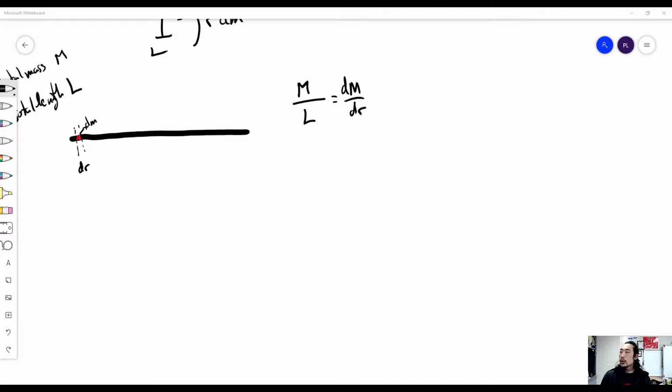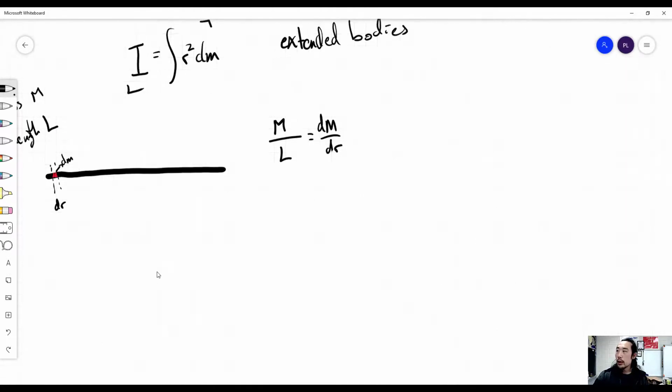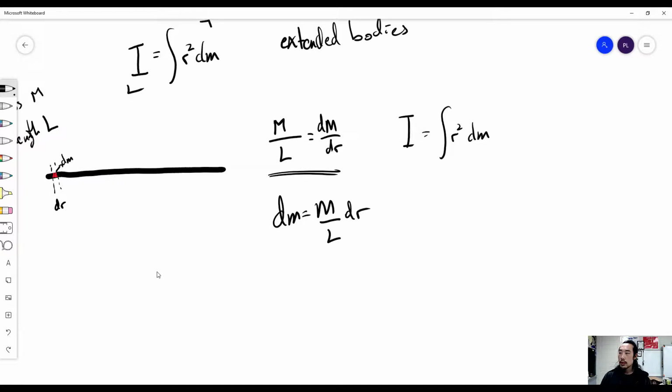So if I take a look at the formula up above, I'm going to rewrite it over here. I is equal to the integral of r squared dm. I notice that this equation has dm in it, and we just created a ratio with dm in it. So I'm going to rearrange this formula so that I have dm is equal to m divided by l times dr.